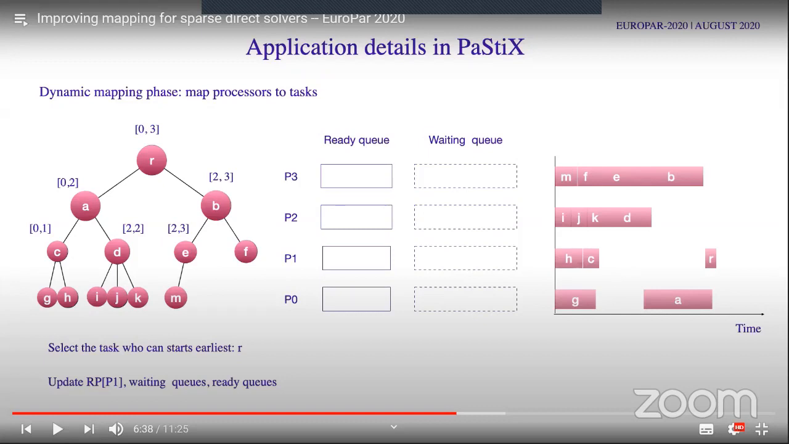Okay, thank you. And one last question, I think. The experimental results, are they all for shared memory, or are some of them for distributed memory too?